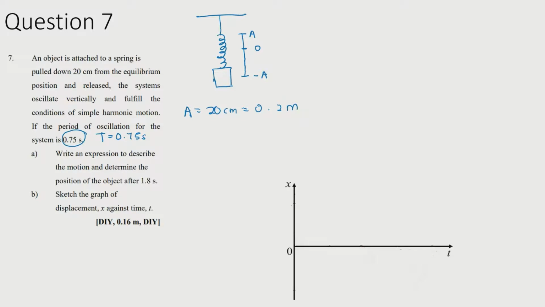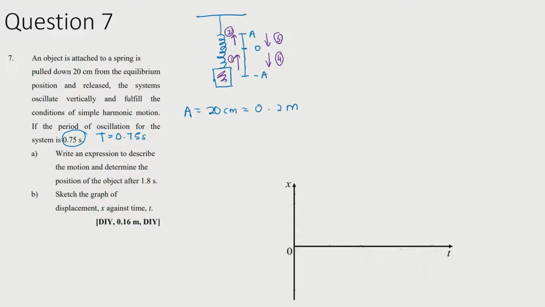Alright. Okay, bila objek itu ditarik daripada equilibrium dan dia release, maksud dia objek itu dia bergerak dari negative amplitude. Jadi, pergerakan dia akan jadi macam ni. Dari negative amplitude ke equilibrium position. From equilibrium position to positive amplitude. Daripada positive amplitude, dia turun ke equilibrium position. Dan dari equilibrium position, dia kembali ke negative amplitude.